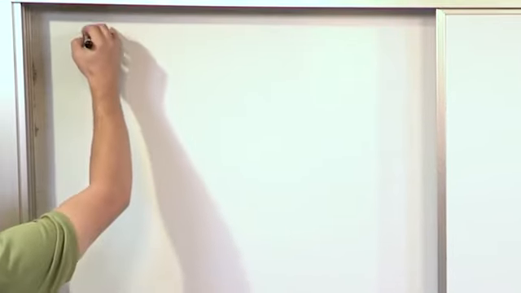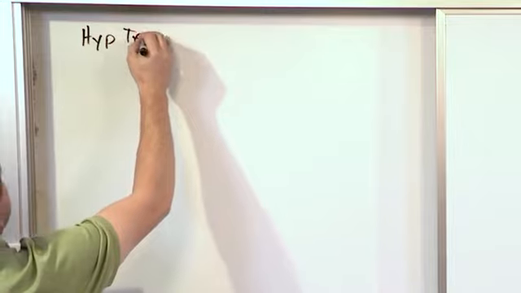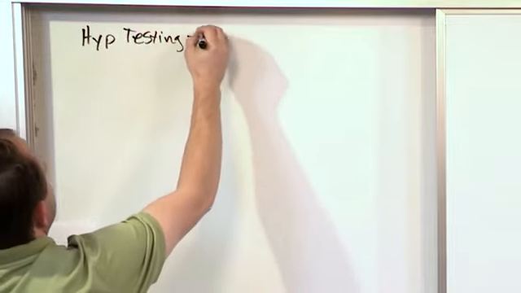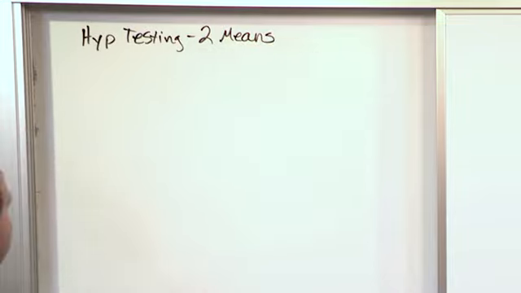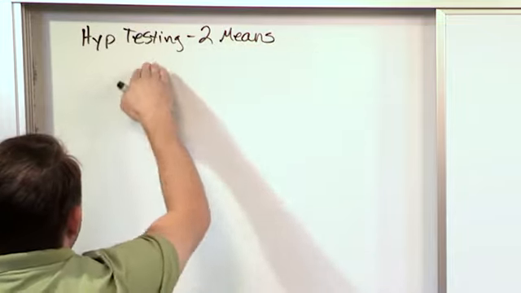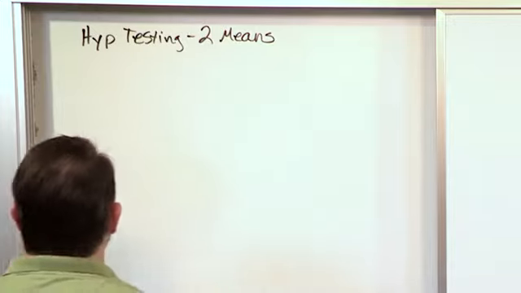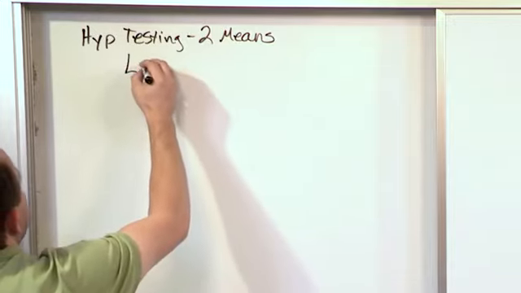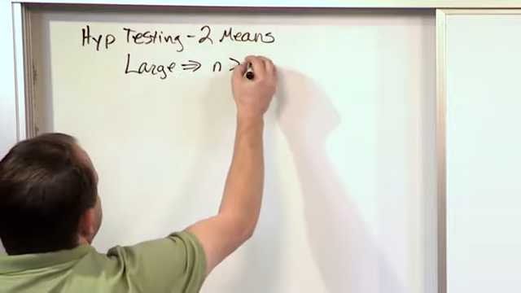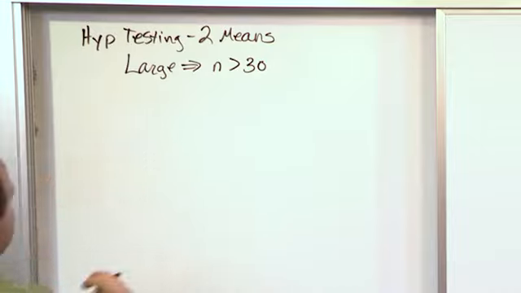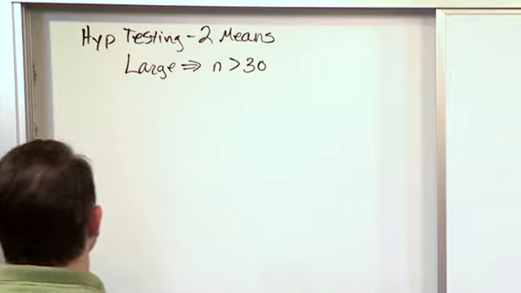So in this particular case, we're going to be doing hypothesis testing with two means. I already told you that. I'm going to write that down. We're doing hypothesis testing with two means. And we have a lot of things tacked on to that because we have a couple of different important things to note in this particular section. These are going to be large sample sizes, n greater than 30. For means, we always have large and small. So this is going to be large.